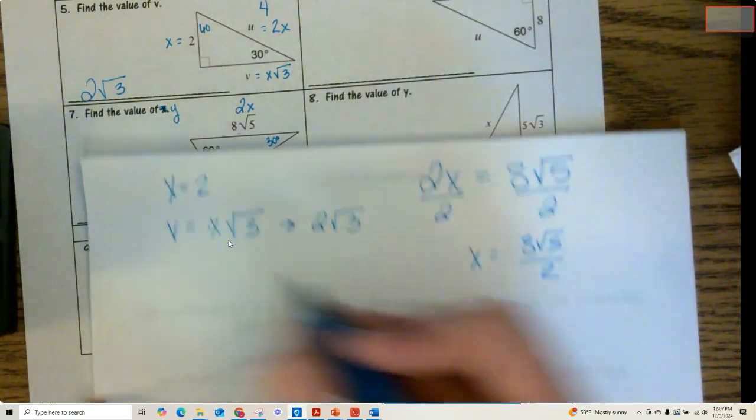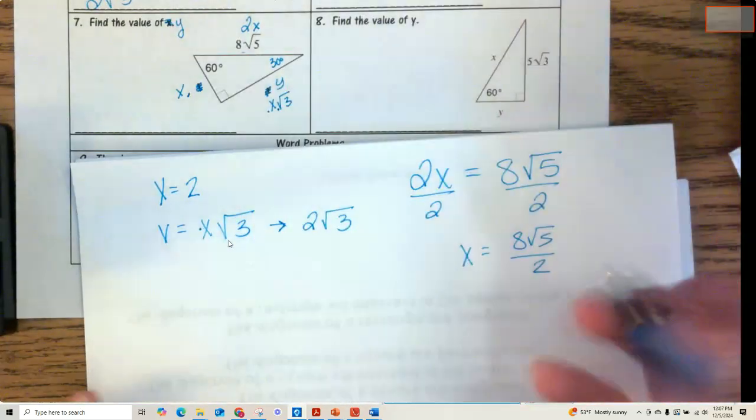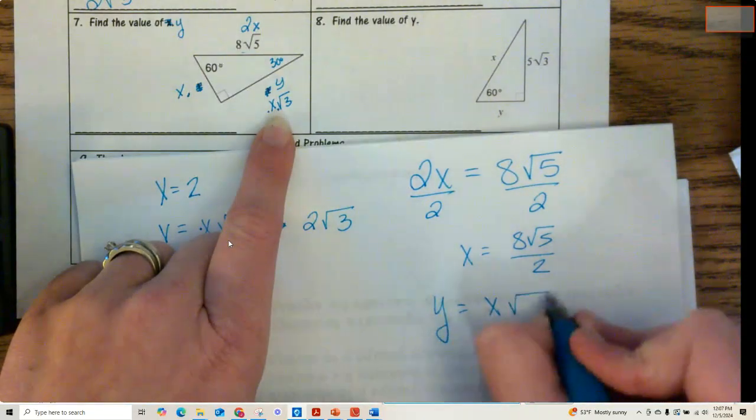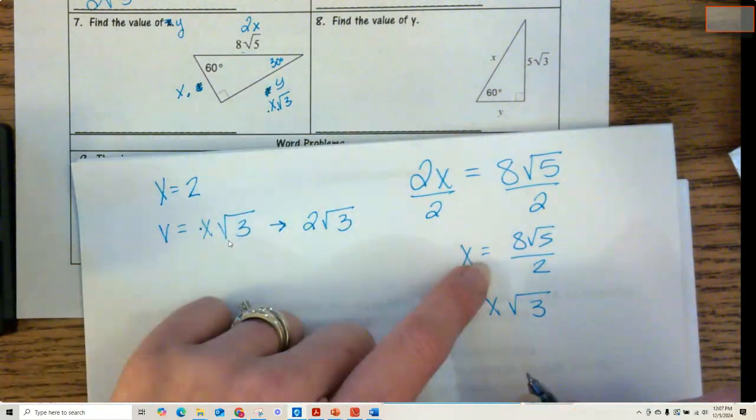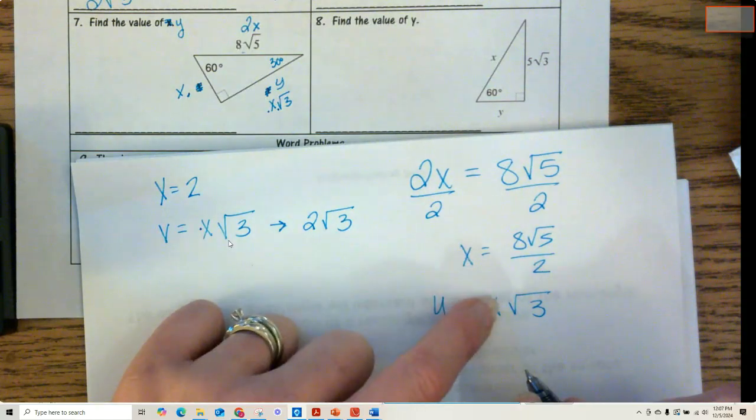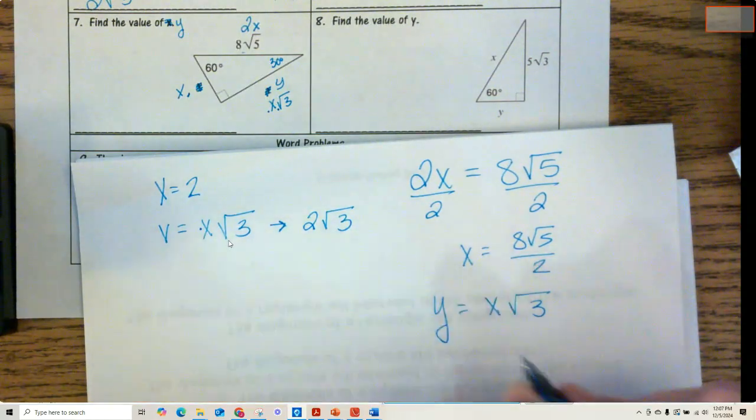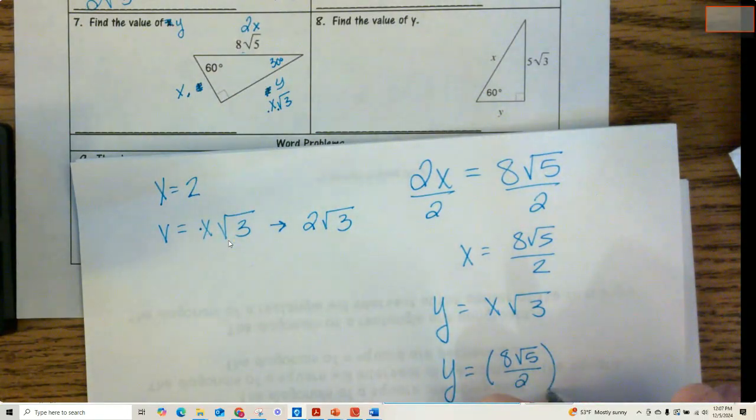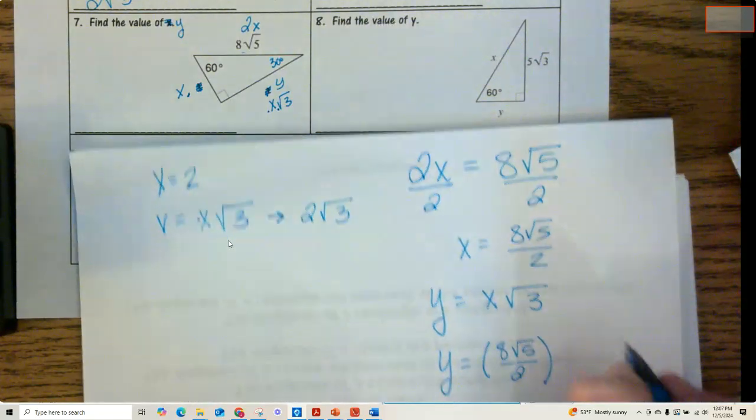So we know y, move this up here, y equals x times the square root of 3. I know what x is, so I can swap this out with this. So I'm going to put it in parentheses, x times the square root of 5 over 2, and I'm going to multiply it by the square root of 3.